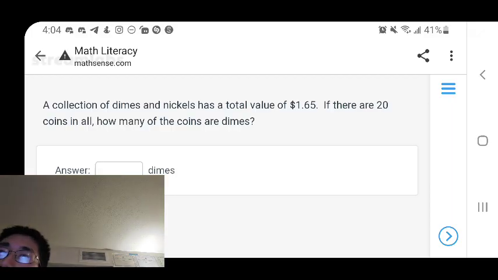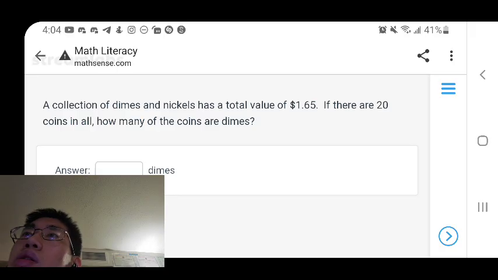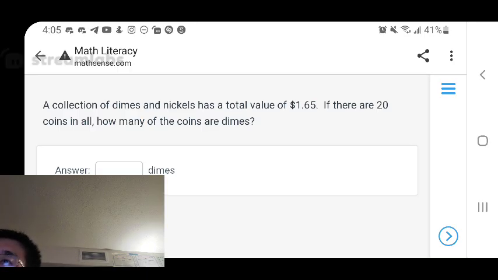Where are we? 36. A collection of dimes. I hope the recording is still here. Okay. A collection of dimes and nickels has a total value of 1.65.